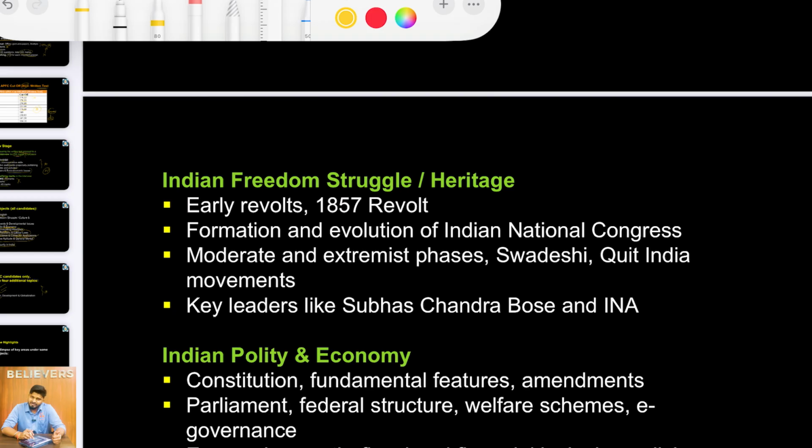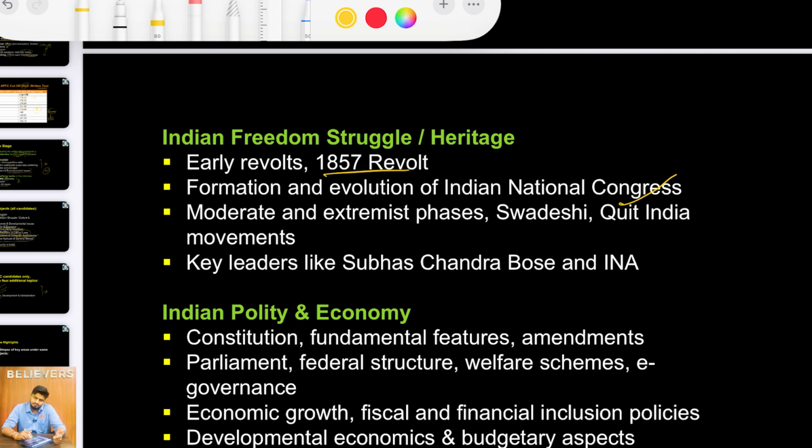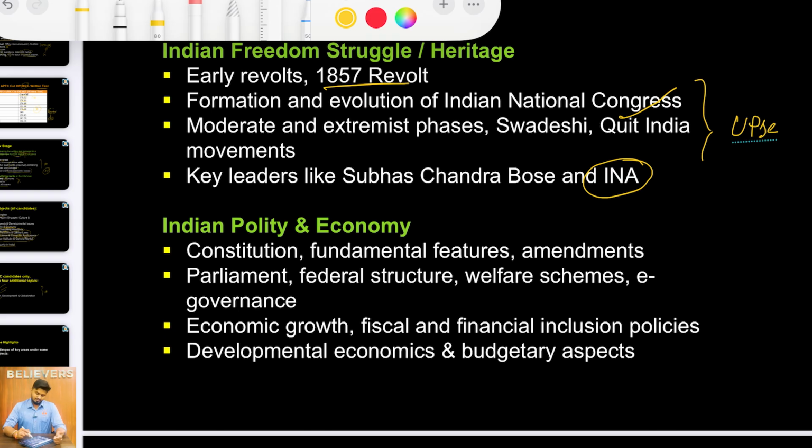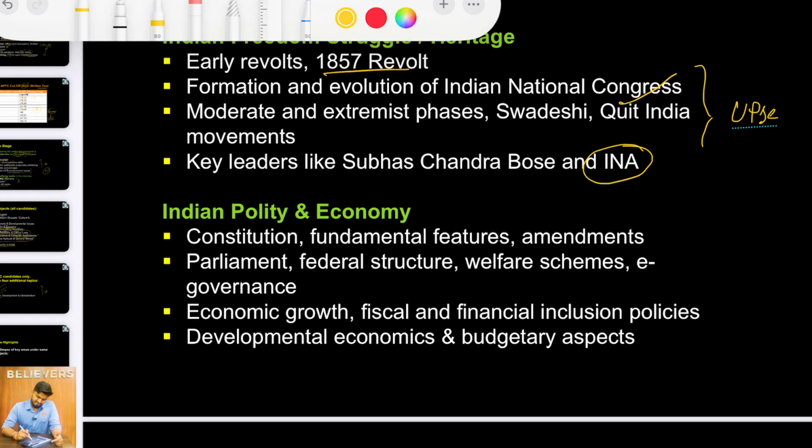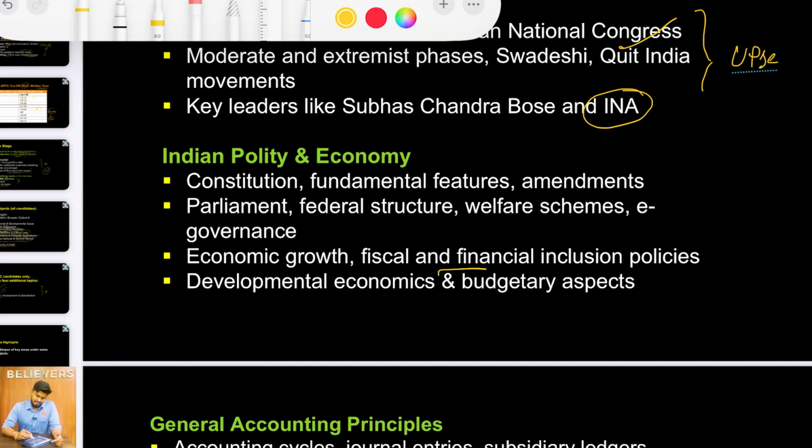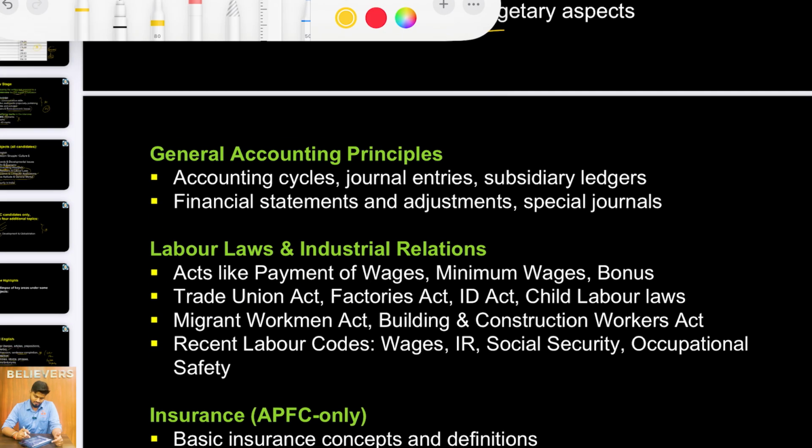Next, Indian freedom struggle and heritage. What is important here? Early revolts, the 1857 revolt, formation and evolution of the Indian National Congress, moderate and extremist phases, Swadeshi, Quit India movements, and leaders like Subhash Chandra Bose and the Indian National Army. So again, similar to UPSC here. Next, Indian polity and economy: the Constitution, fundamental features, amendments, Parliament, federal structure, welfare schemes, e-governance, economic growth, fiscal and financial inclusion policies, developmental economics and budget aspects. Again, very UPSC-related questions.